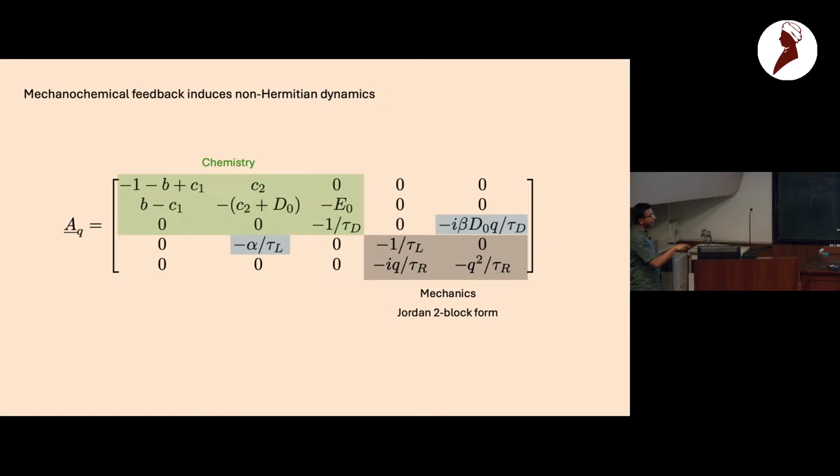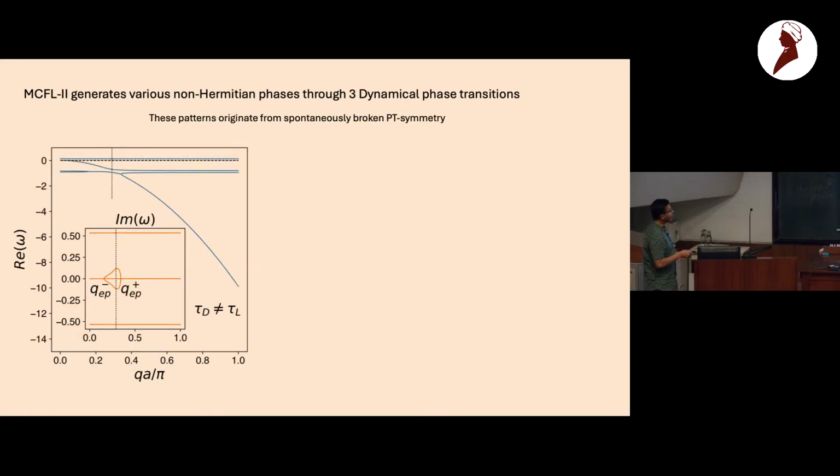So if I set alpha and beta both to 0, which means there is no mechanochemical feedback, the mechanics and the chemistry are decoupled. And what is interesting is that the mechanics has something called Jordan two-block form, which means that there is an exceptional point when these two eigenvalues are identical. The eigenvectors then collapse onto each other, and that has some really interesting behavior. What is even more interesting is that because of this mechanochemical coupling, the exceptional point can interact with the whole system and can give rise to a region where the PT symmetry is broken.